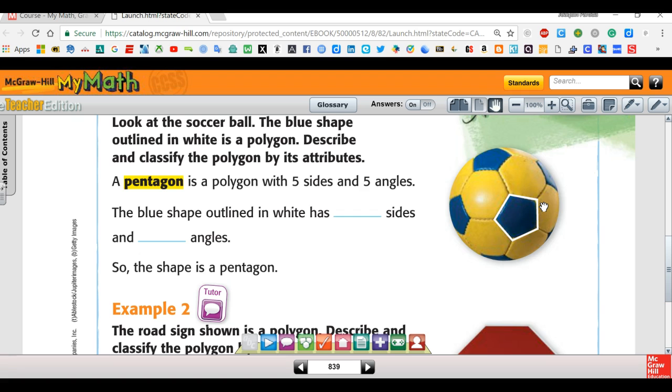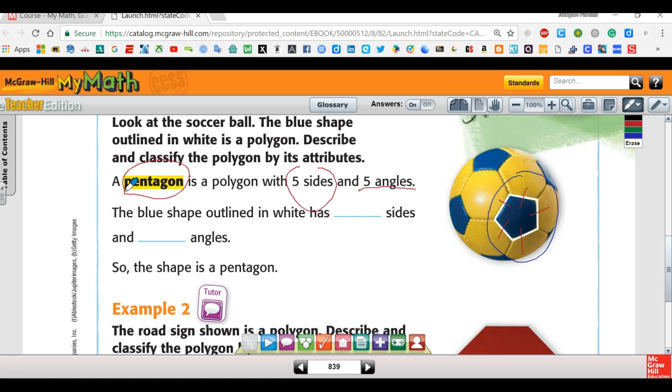So it says, look at the soccer ball right here. And we're actually doing this shape right here. It says the blue shape outlined in white is a polygon. Let's describe it. So obviously, how many sides does it have? 1, 2, 3, 4, 5. So it has 5 sides. And it has the same number of angles as sides. So how many angles does it have? 5.